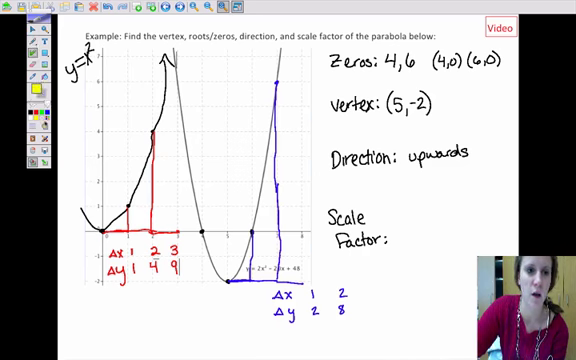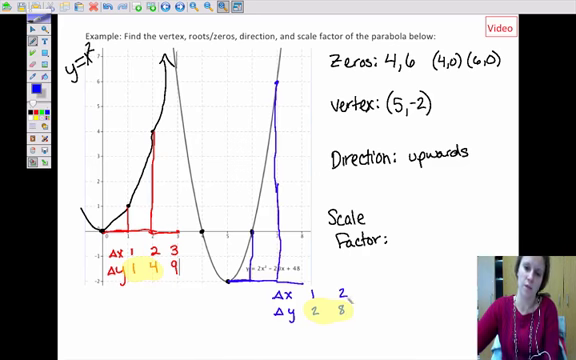But let's talk about the difference between these numbers and these numbers. In our parent function, a change of 1 in x meant a change of 1 in y. A change of 2 in x meant a change of 4 in y. Here, a change of 1 in x meant a change of 2 in y, and a change of 2 increased to a change of 8. So our scale factor here is doubling, okay? Our changes, our increase is doubling. So we have stretched this parabola by 2. So our scale factor is going to be 2, okay?